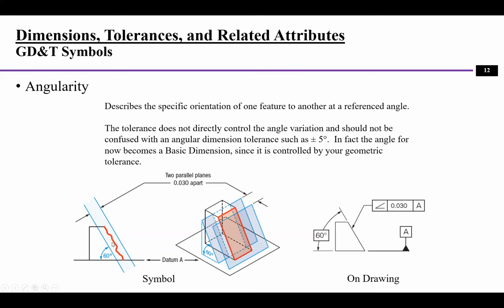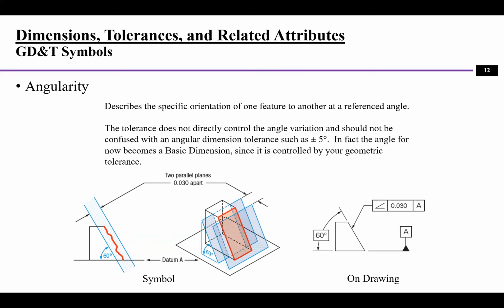The plane moves as a whole, up and down, this wave, within the 0.03 tolerance zone. This is what it's really talking about: the two parallel planes within 0.03, to a certain reference datum. Which datum? Datum A. Where is datum A? Datum A is the bottom plane. So this is angularity.